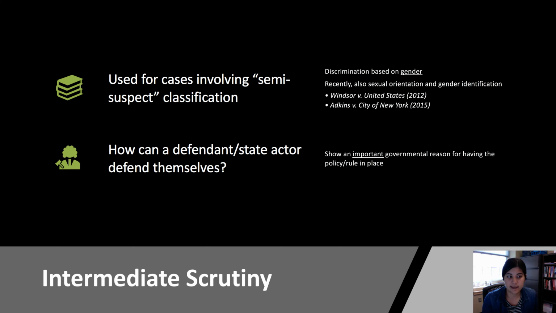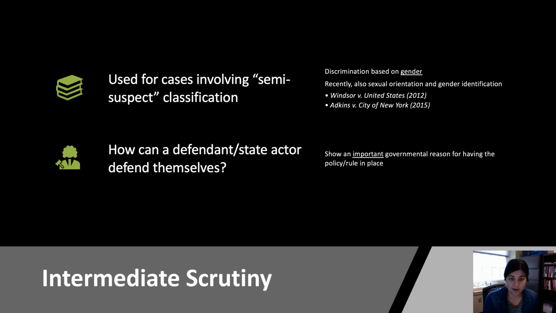So again, in cases of discrimination based on gender, it's somewhat difficult for a defendant to defend themselves based on this discrimination. But if they can show that they had an important governmental reason for having a policy in place, they may be able to do so. It's still difficult to show a valid reason for discrimination based on gender, but if they can show they have an important reason for having such a policy in place, they might be able to win the case.